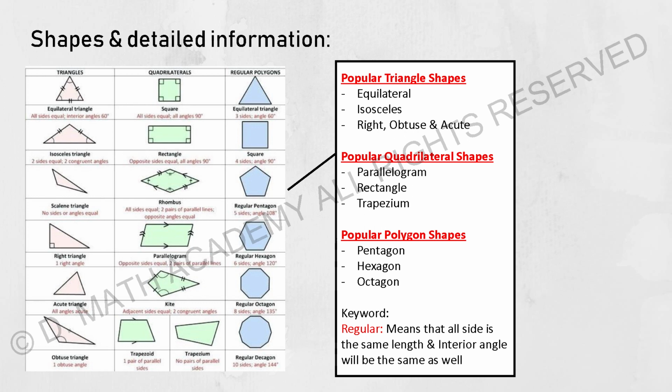They will always put a keyword called regular. What regular means is that all of the sides are the same. For example, for a regular pentagon, all 5 sides are the same length, and the interior angles will be the same.